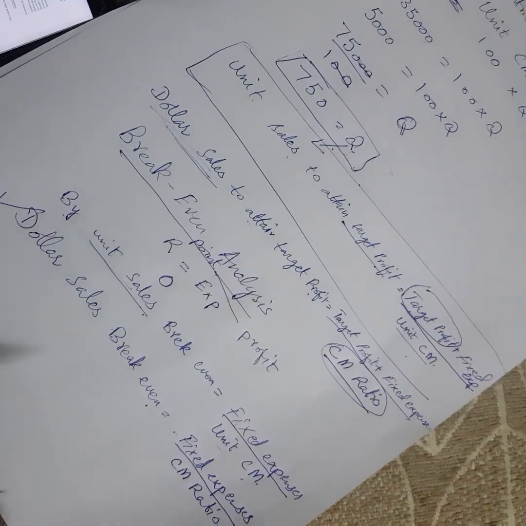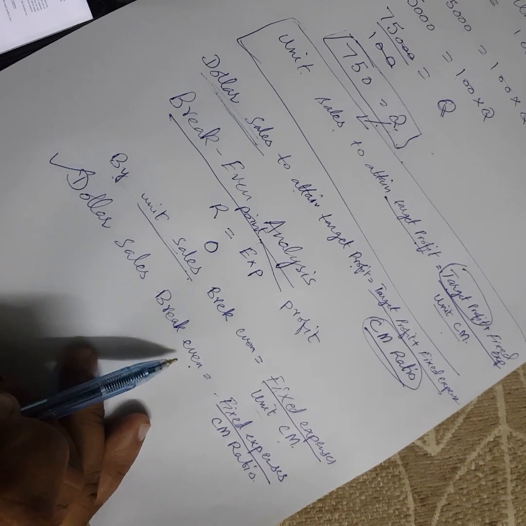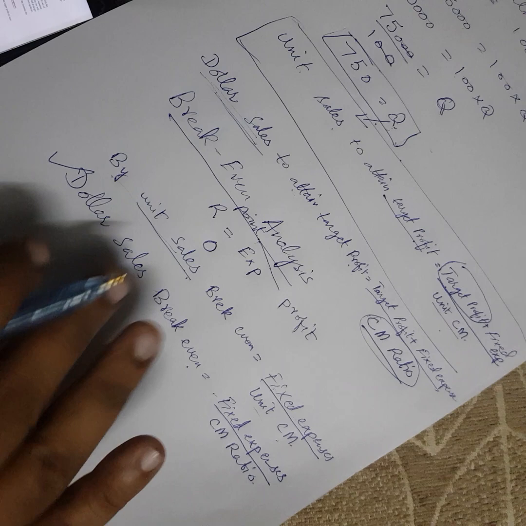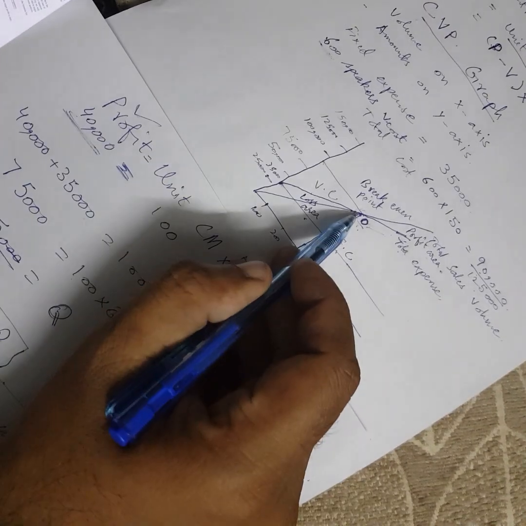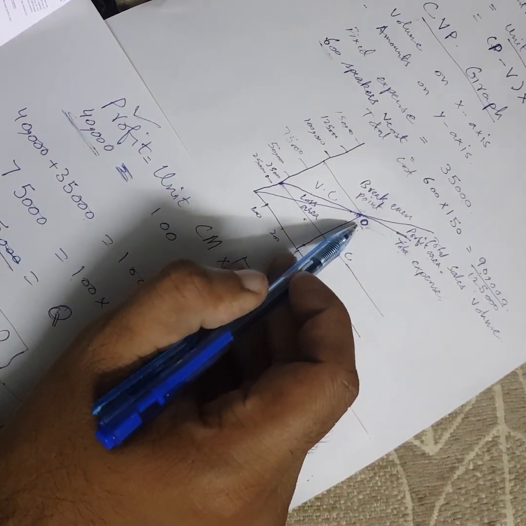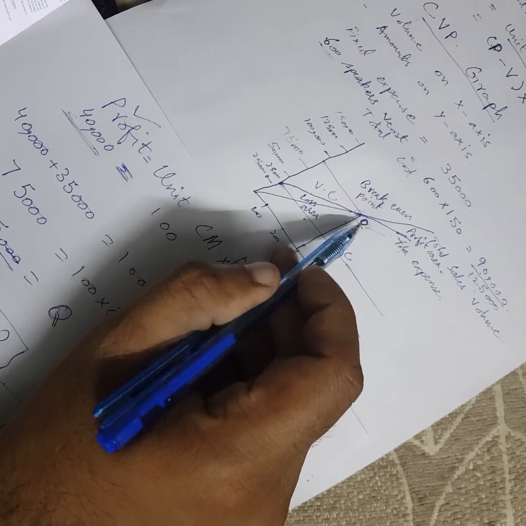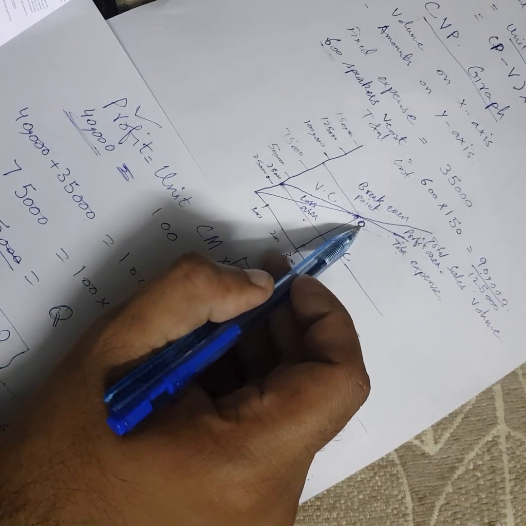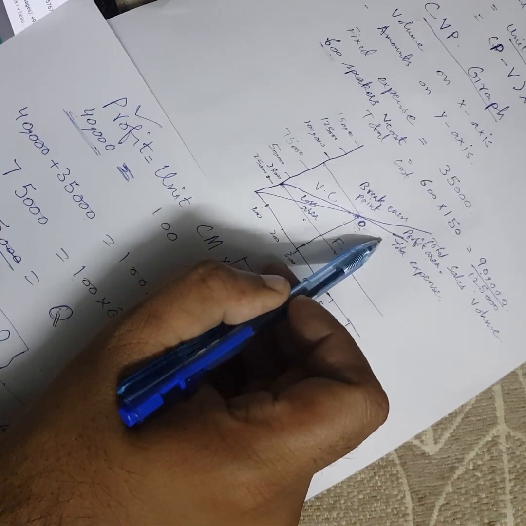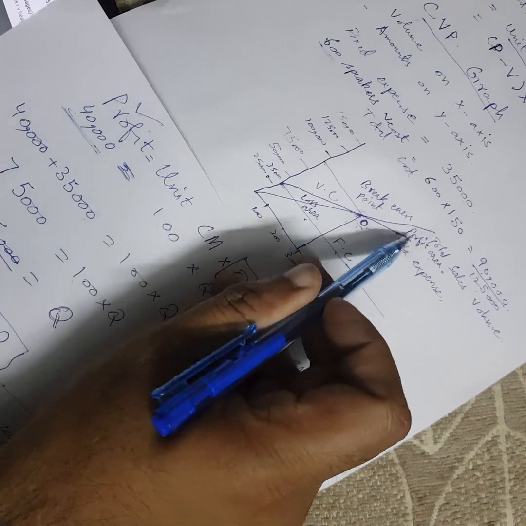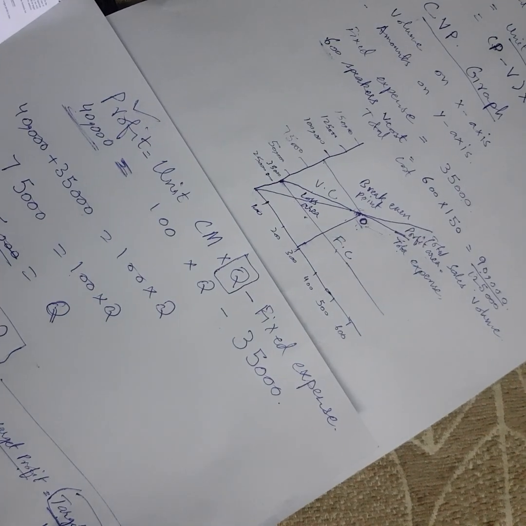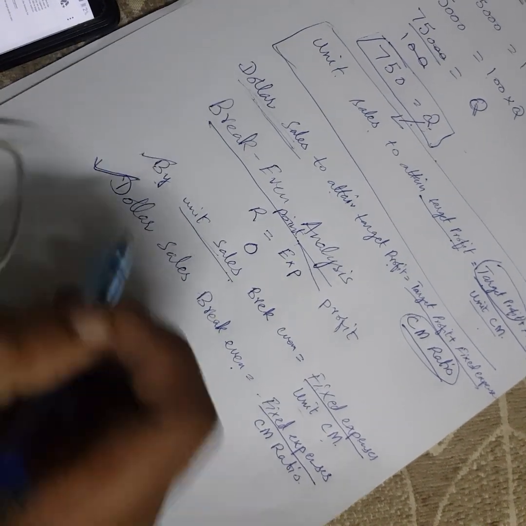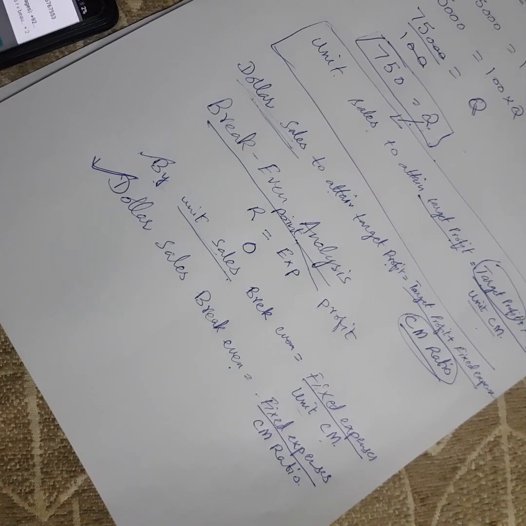In the same way, the dollar sales break even will give us the amount of dollar sales that shows how much amount will be charged on production of units that will make our expenses and revenues equal to 0. After this point each and every extra amount will be our profit. So these are the two methods to calculate the break even points.